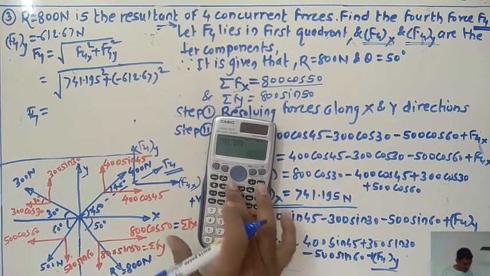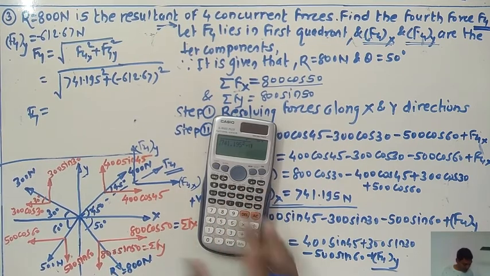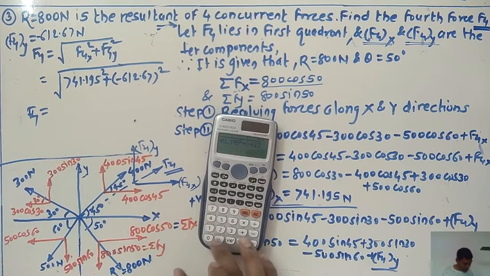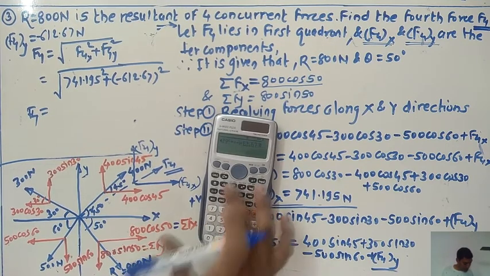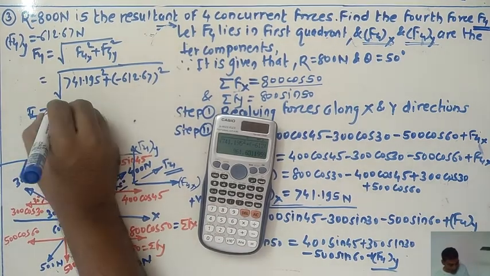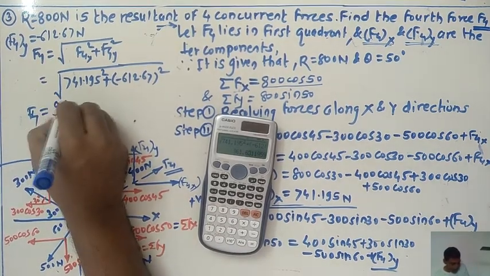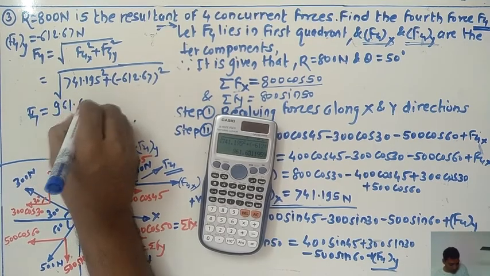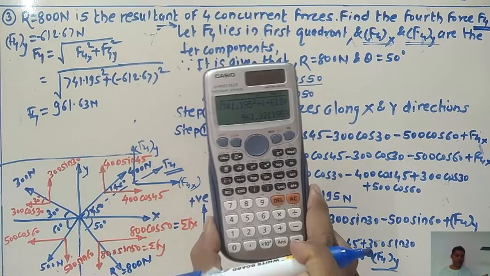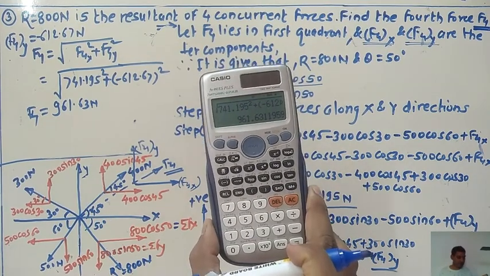741.195 squared plus 612.67 squared. In this way I can get the value for the fourth force, 961.63 Newton. I hope this is clearly visible to you. Okay, 961.63.